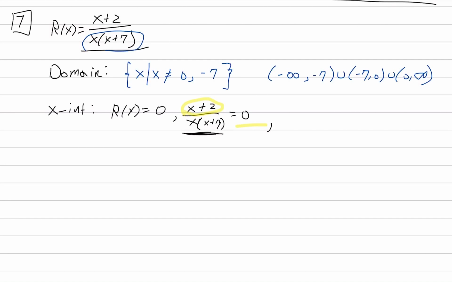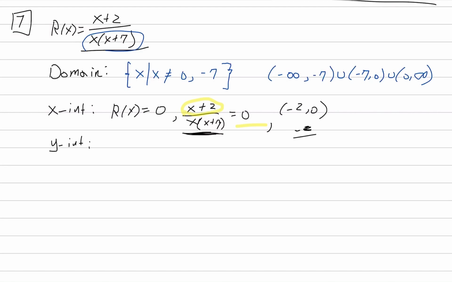Sorry, x equals negative 2, right? So the x-intercept will be (negative 2, 0). And in terms of the graph, the graph has x-intercept negative 2. Okay, so for now, let's try to find the y-intercept also.